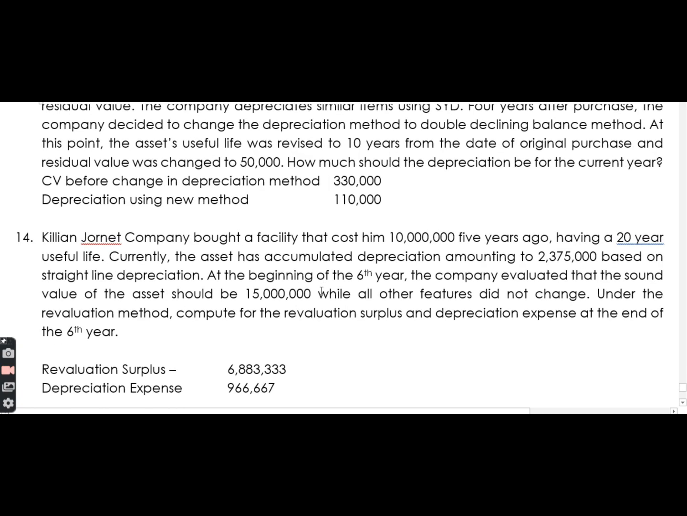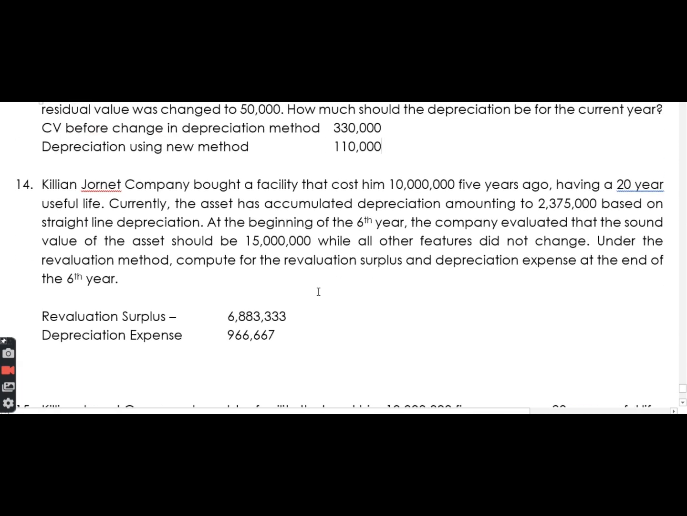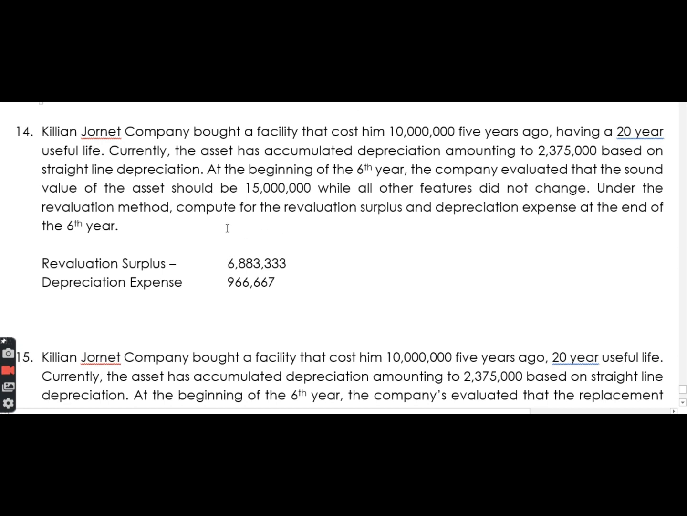Okay. So, yan. Next. Punta tayo ngayon kay 14. So, basic lang to na revaluation. Killian Jornet Company bought a facility that cost him 10 million 5 years ago, having a 20-year useful life. Currently, the asset has accumulated depreciation amounting to 2375 based on straight line depreciation. At the beginning of the 6th year, the company evaluated that the sound value of the asset should be 15 million while all other features did not change. Under the revaluation method, compute for the revaluation surplus and the depreciation expense at the end of the 6th year.